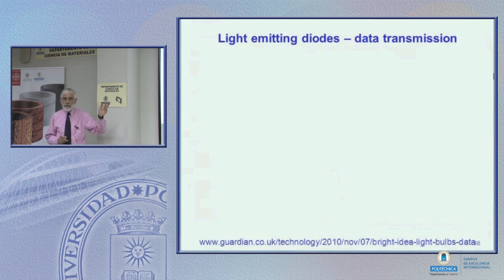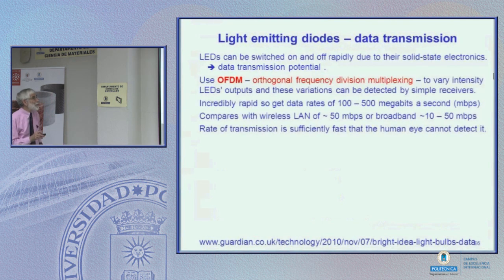And LEDs are just an electronic device. So you could have a signal that is doing that so fast that we don't see it. But now we can transmit data. This is called orthogonal frequency division multiplexing. You got that? OK. What it basically is is as simple as that.